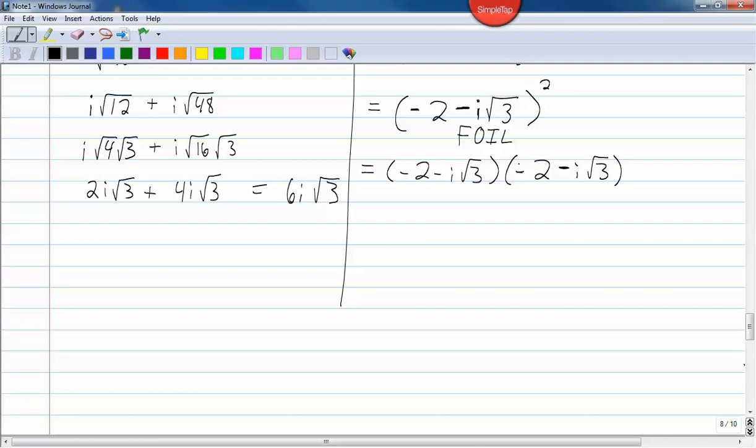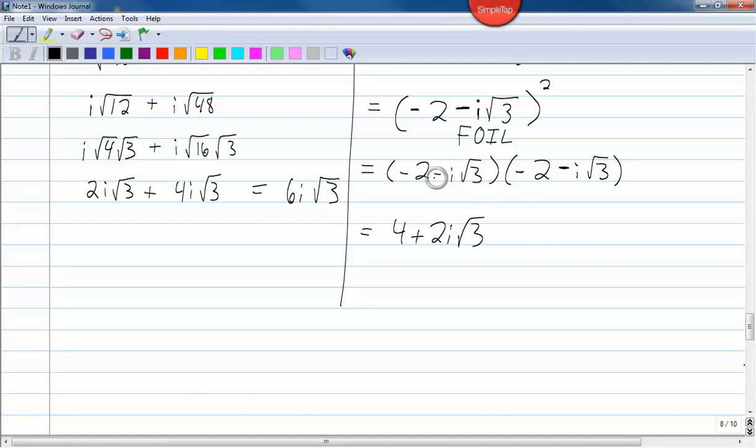So multiply the first terms, positive 4. Multiply the outer terms, that's a negative 2 times a negative i square root of 3. Well, we can't do anything with the radical because this doesn't have a radical. So you say negative 2 times negative 1i. When you say a negative times a negative, that's a positive. 2 times i is 2i. So that's 2i square root of 3.